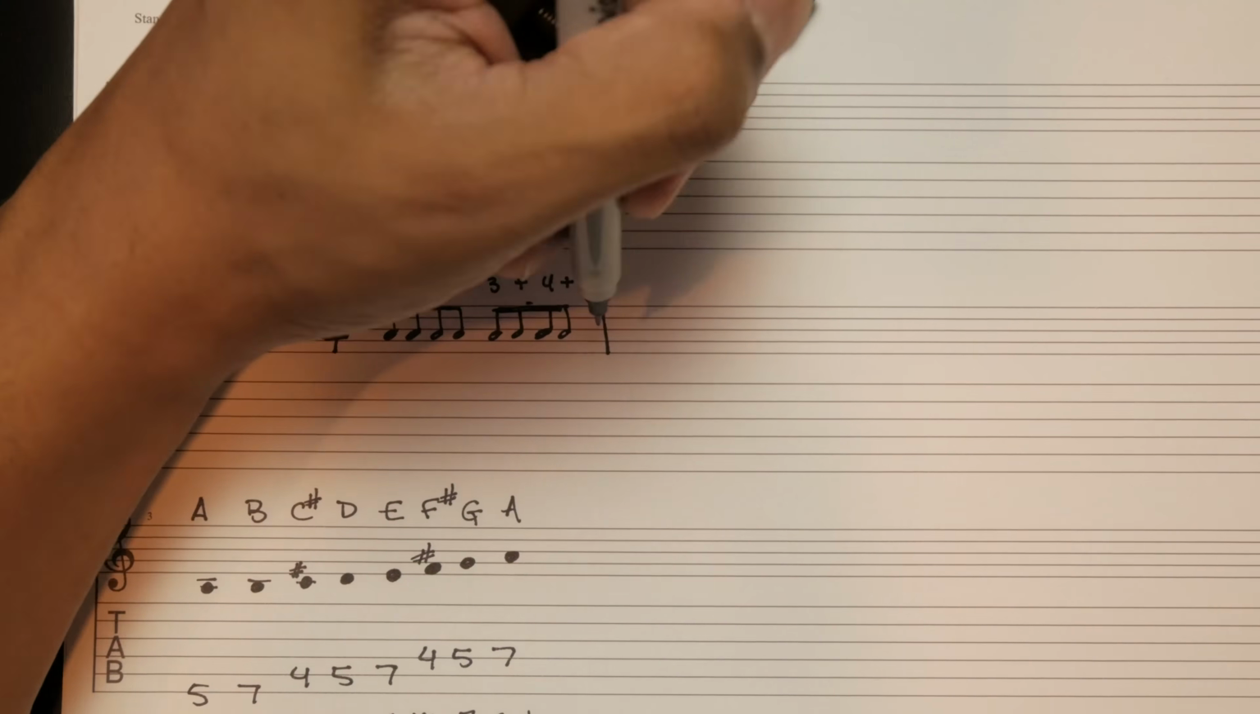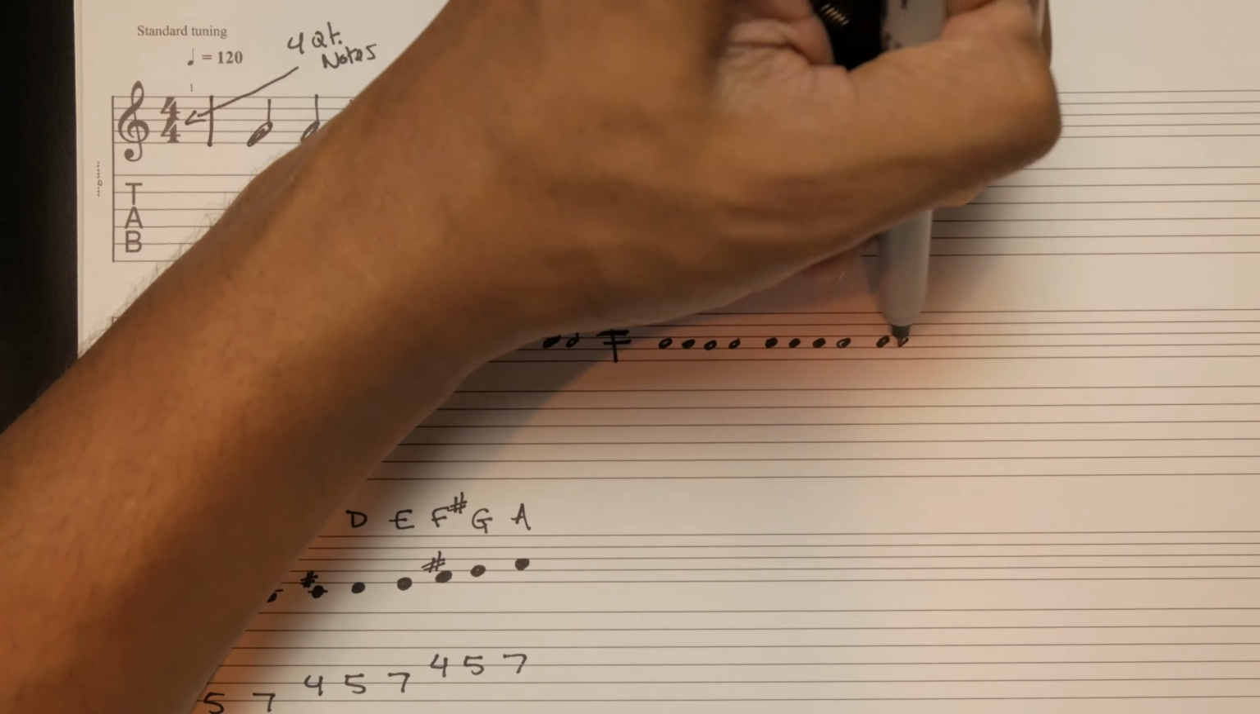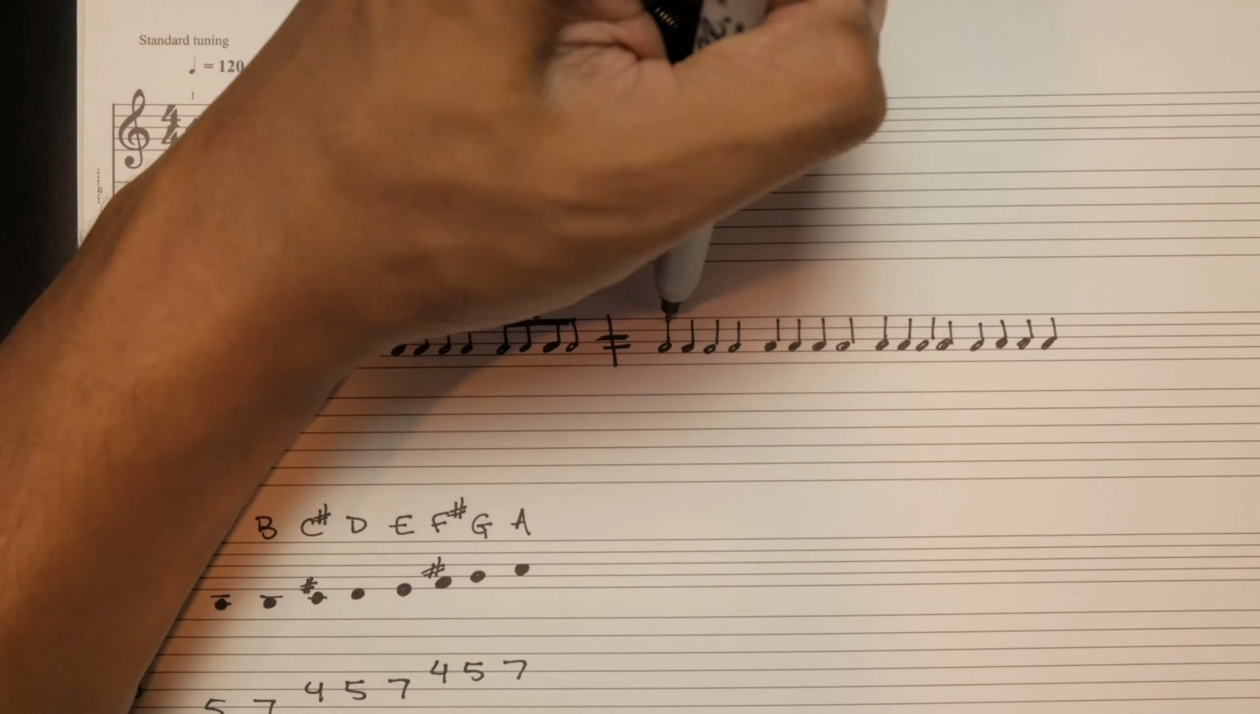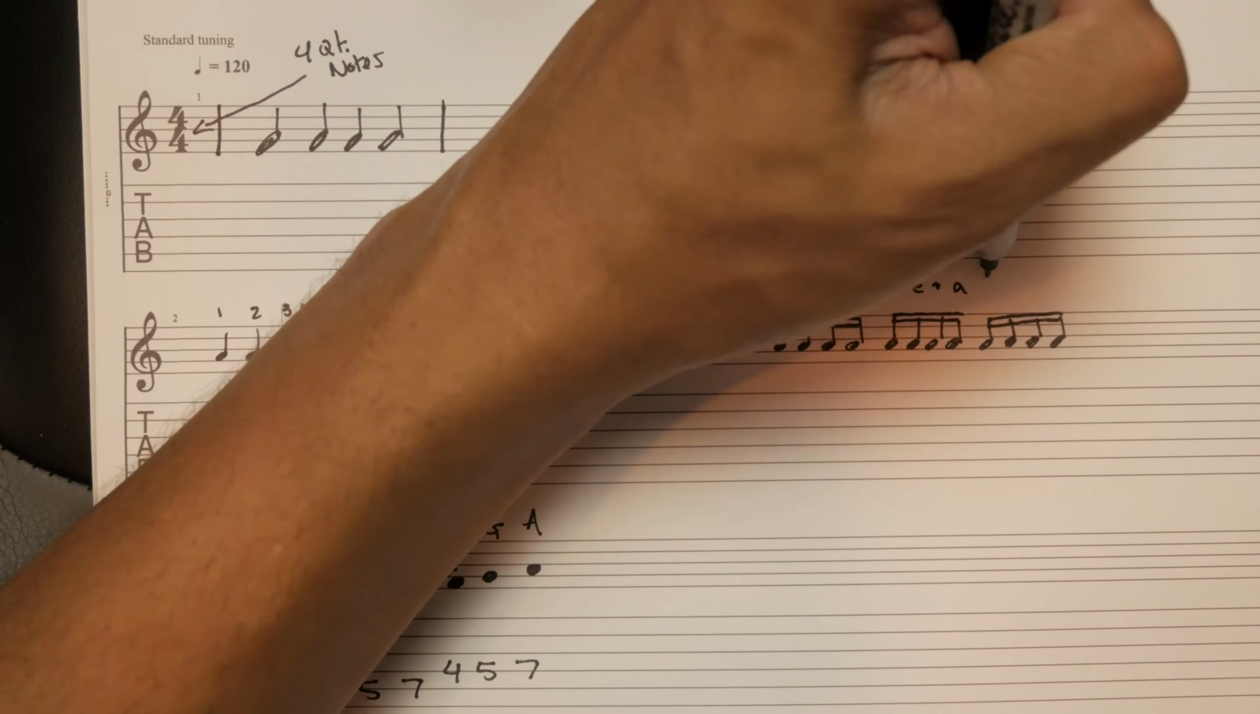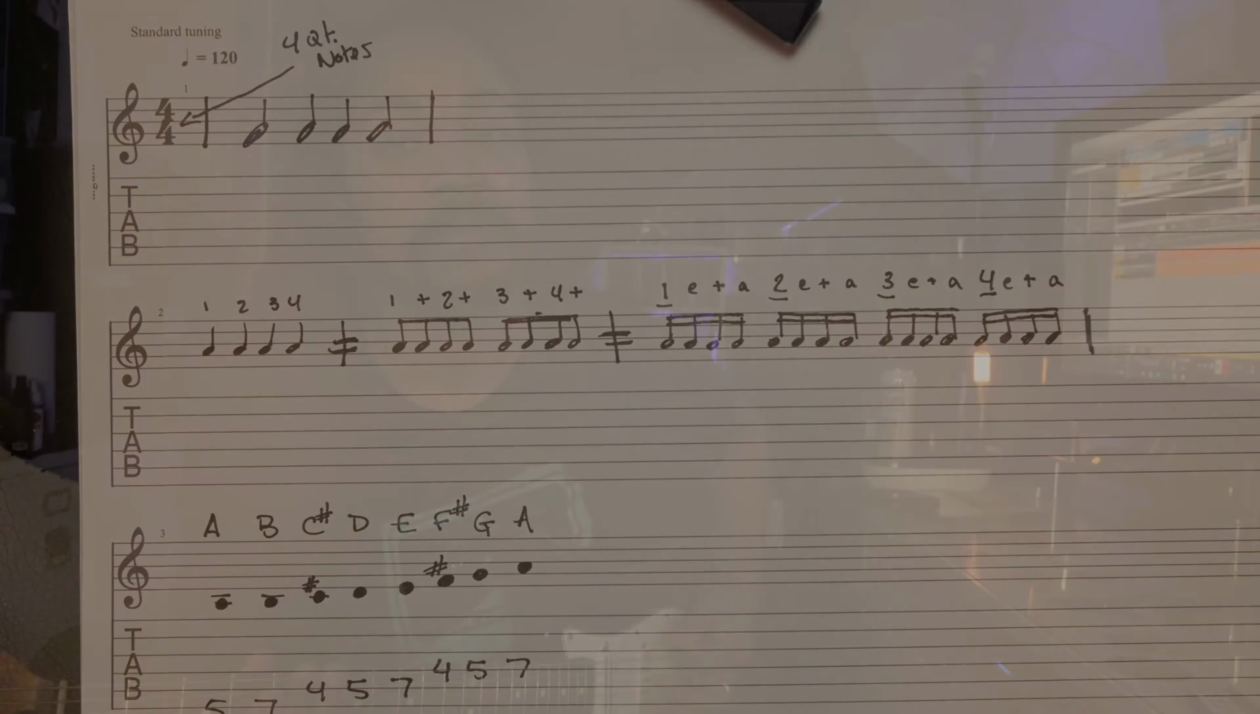Once you're feeling real comfortable, you move on from eighth notes to 16th notes. If eighth notes are the equivalent of a quarter note divided by 2, a 16th note is the equivalent of a quarter note divided by 4. So this is our quarter note. These are our 16ths.